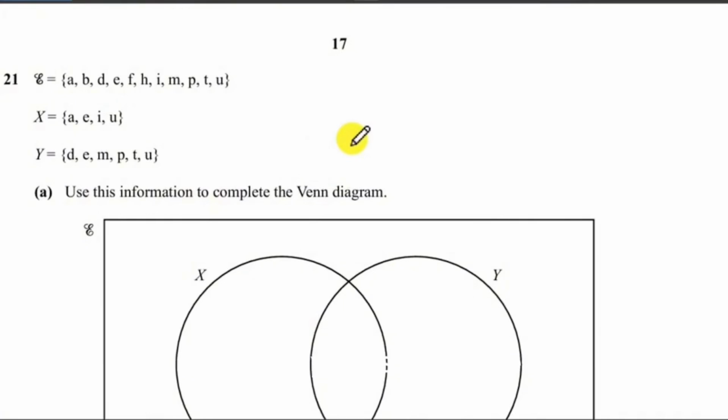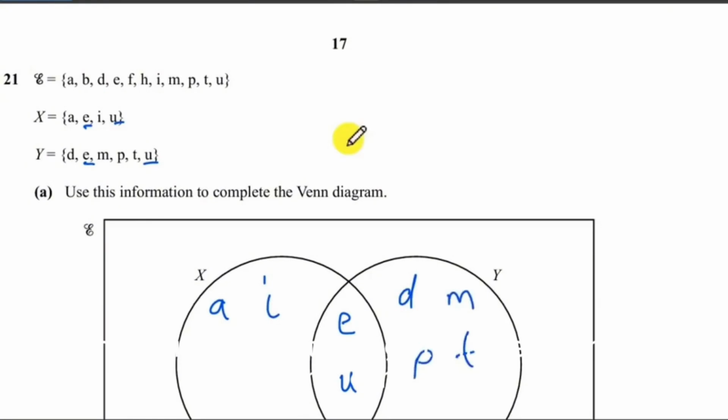So firstly, let's fill in the common or the intersection values. There's an e in x, there's an e in y, so we write e in the intersection here. There's a u in x, there's a u in y, so we put our u here. There are no more intersections, so all the other remaining values will be in x only and the other ones in y only. So we have a, i, and then here we have d, m, p, t.